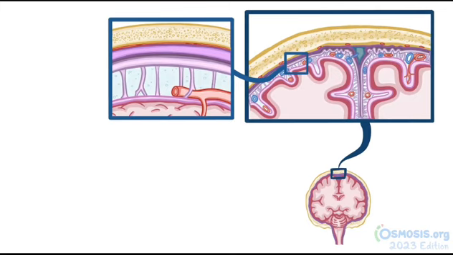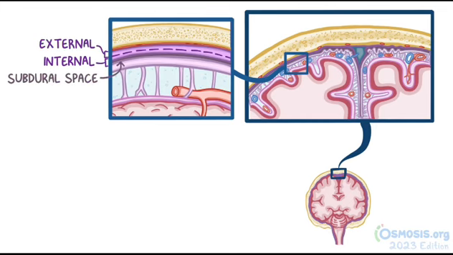The outer membrane, the dura mater, consists of two layers. The internal layer of the dura mater lies above the arachnoid mater, and the two are separated by the subdural space. The external layer of the dura mater adheres to the inner surface of the skull. These two layers of the dura mater travel together, but at certain spots the internal layer separates from the external one to form the meningeal folds.